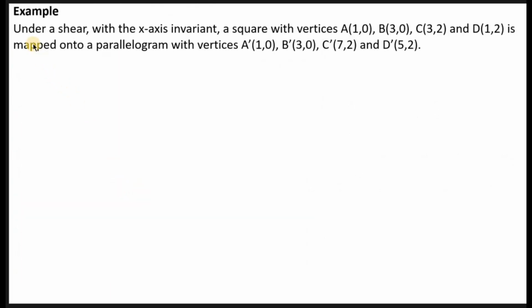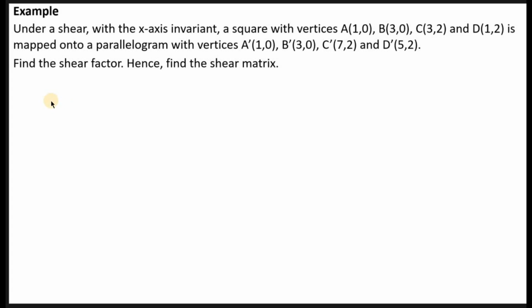So here we are told that under a shear with the x-axis invariant, a square with vertices A(1, 0), B(3, 0), C(3, 2), and D(1, 2) is mapped onto a parallelogram with vertices A'(1, 0), B'(3, 0), C'(7, 2), and D'(5, 2). Then they're saying find the shear factor, and hence find the shear matrix. So we need to find the shear factor first, and then we find the matrix.